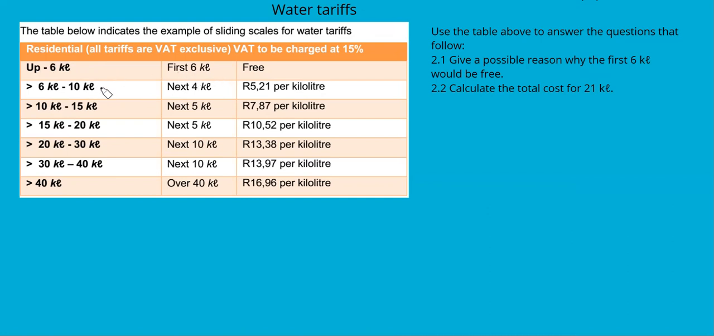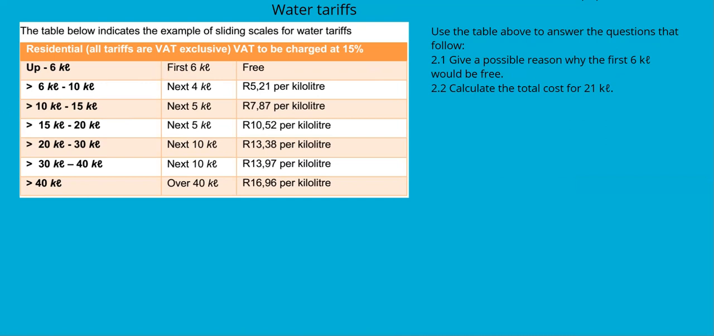Okay. So that's why you see here, if it's 6 minus 0, you get a 6, 10 minus 6, you get a 4, 15 minus 10, you get a 5. It goes on like this. So these are the number of kiloliters that are charged that particular value in each category. So now let's look at the question. Use the table above to answer the questions that follow. Give a possible reason why the first 6 kiloliters would be free. So why are these free? What is it that you think?